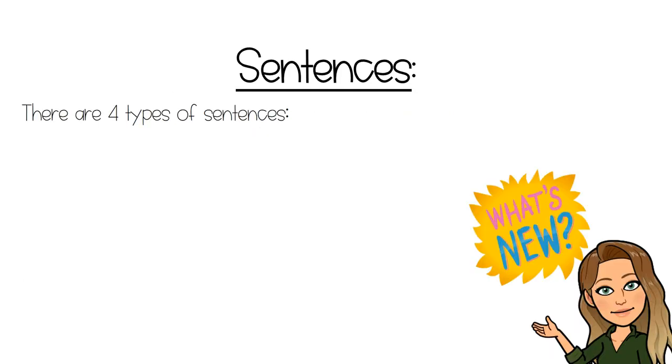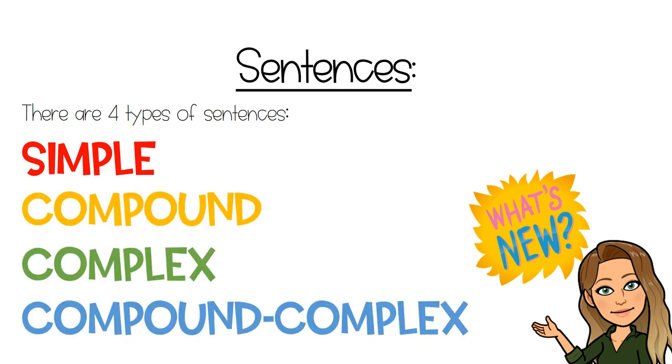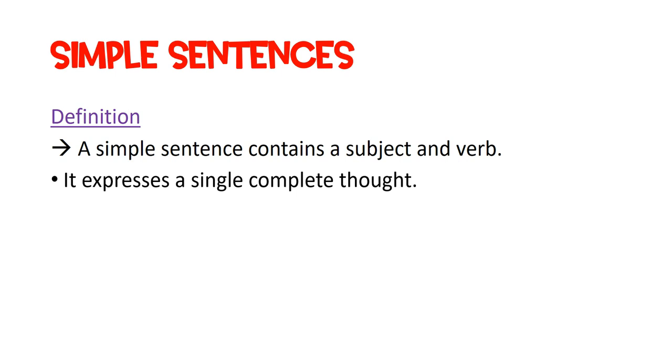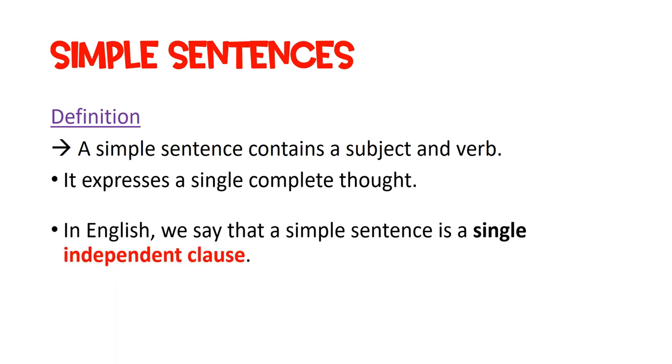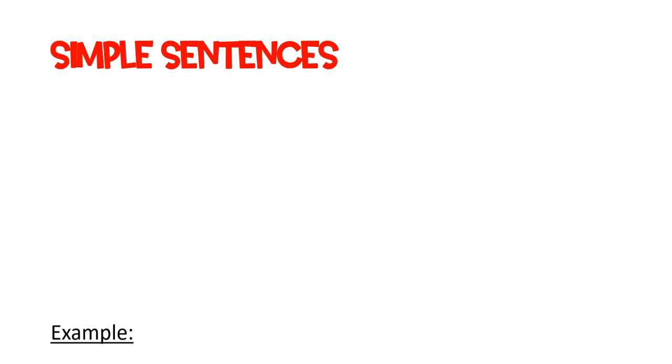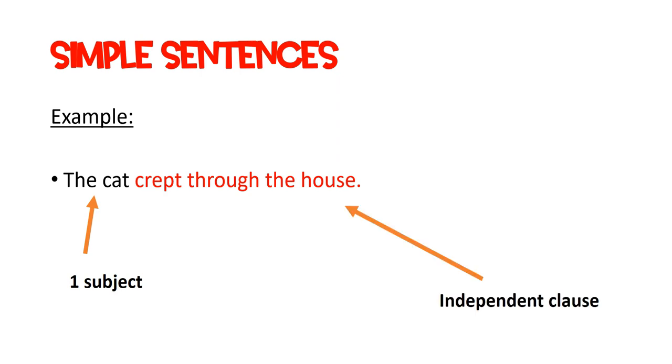There are 4 types of sentences: simple, compound, complex, and compound complex. Simple sentences contain a subject and a verb. They express a single complete thought, and in English we say that a simple sentence is a single independent clause. For example, the cat crept through the house. We have one subject, which is the cat, and we have one independent clause, which is crept through the house.